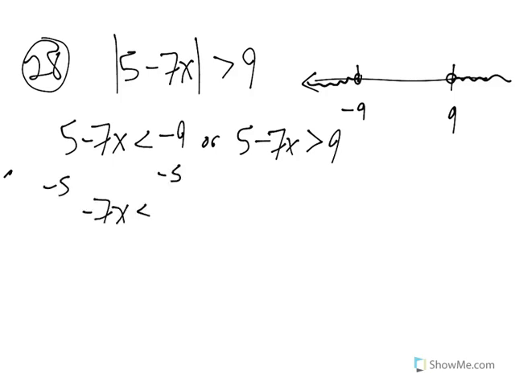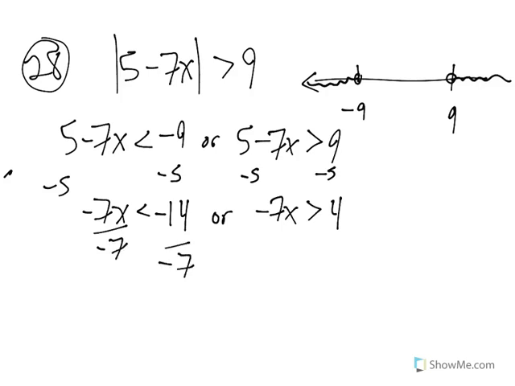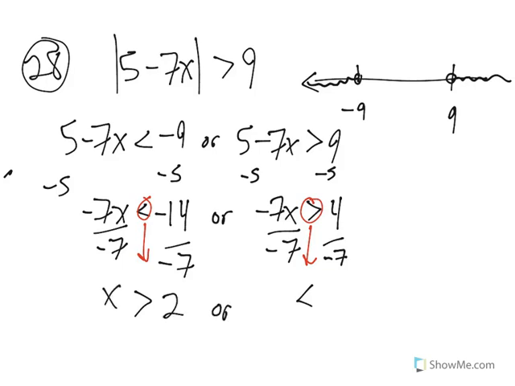Subtract 5. So you got negative 7x needs to be less than negative 14, or negative 7x is greater than 4. Divide both sides by negative 7. And remember, when you divide by a negative number, you need to remember to flip the inequality sign. So less than over here becomes greater than. This greater than over here becomes a less than. So this is x is now greater than 2, or x is less than negative 4/7.